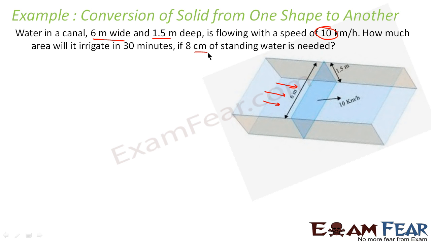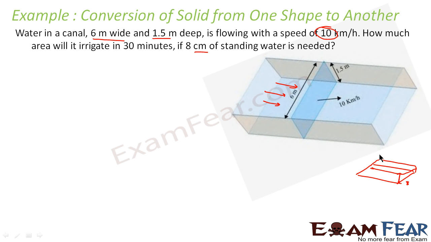See, first understand the question. The question says there is a canal 6 meter wide and 1.5 meter deep. Water is flowing at a speed of 10 km per hour, and this water is used to irrigate a land. This is the land which is irrigated by this water. Correct? The question says what is the area of the land that will be irrigated if the height of the standing water is 8 centimeter. So we get a kind of cuboid form, and the height will be 8 centimeter. We have to find the area of the land that is to be irrigated.